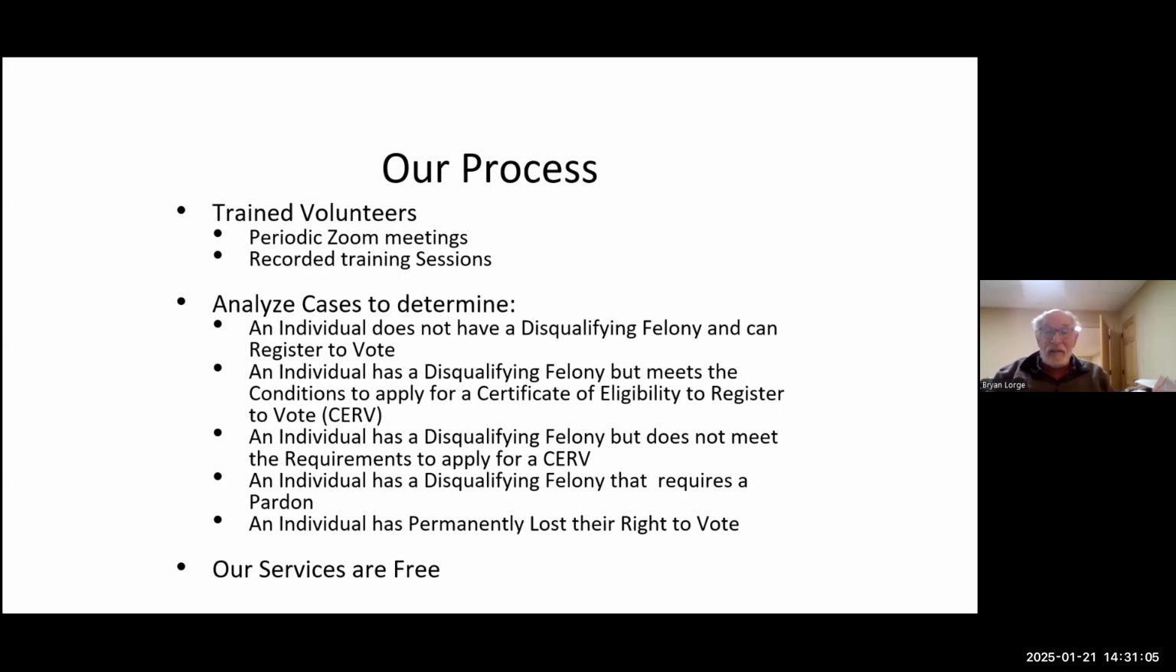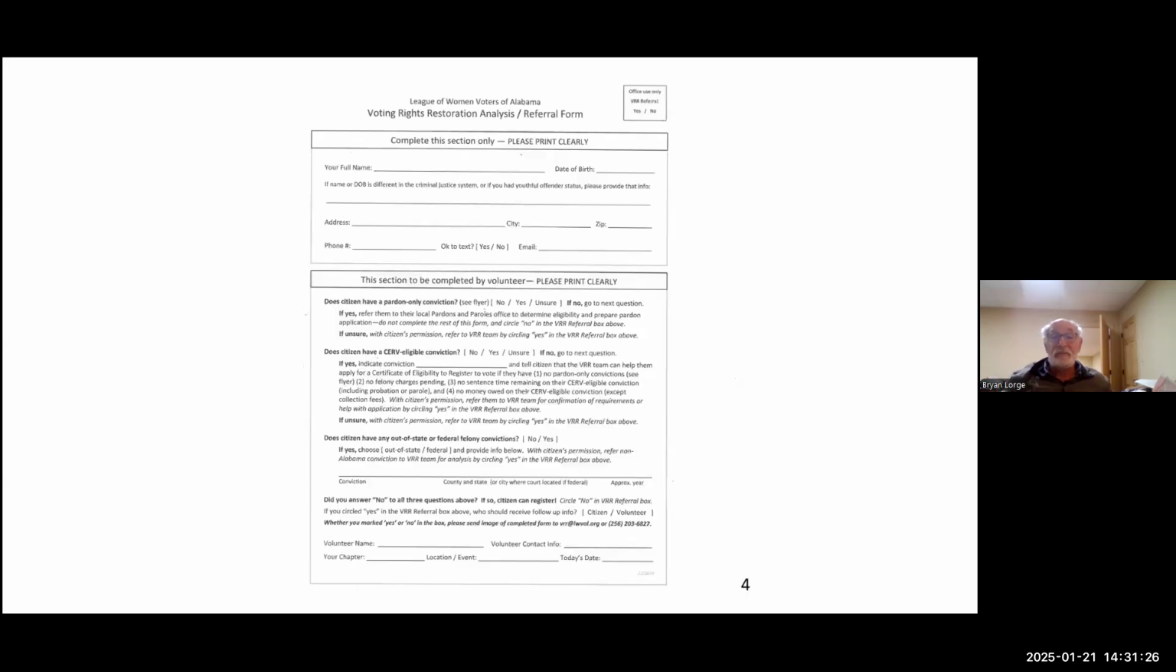There are certain felonies that require a pardon. If they require a pardon, they have to go through that process. And there are a couple that once you have those felonies, you've permanently lost your right to vote. And one point I like to make is we do this as all volunteers. We get a lot of good support from the Campaign Legal Center. And so everything we provide to these people is free.